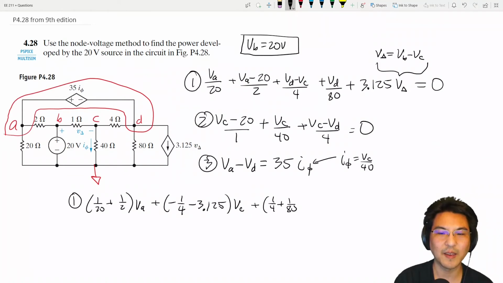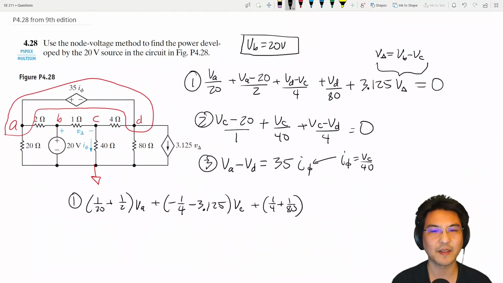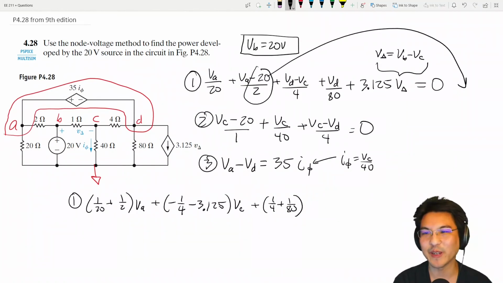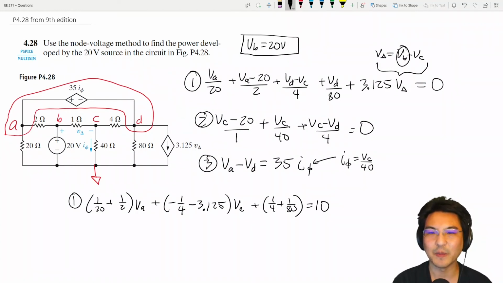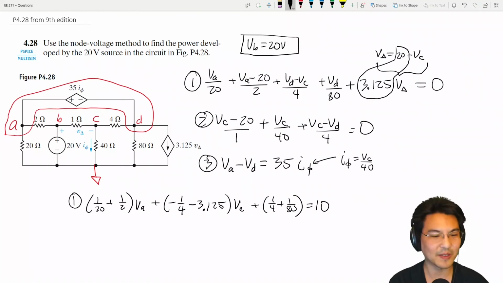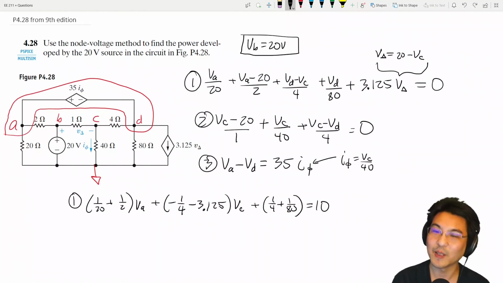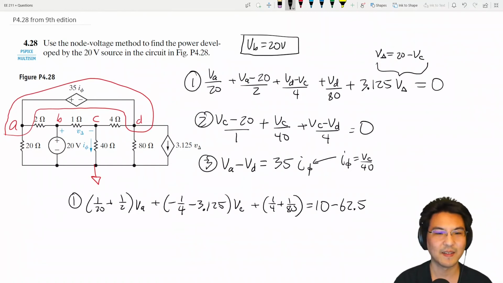And then constants, minus 10 on the left side. If I move it on the right side, that becomes positive 10. And then VB is 20. Okay, so 20 times 3.125 is 62.5. It's positive 62.5, but if I move it on the other side of the equation, it becomes negative 62.5.